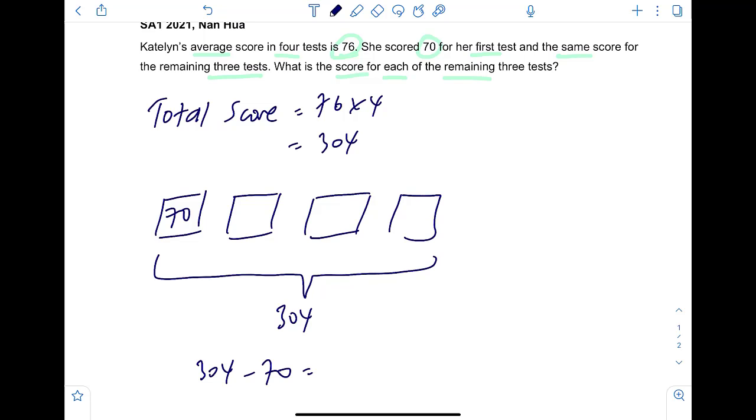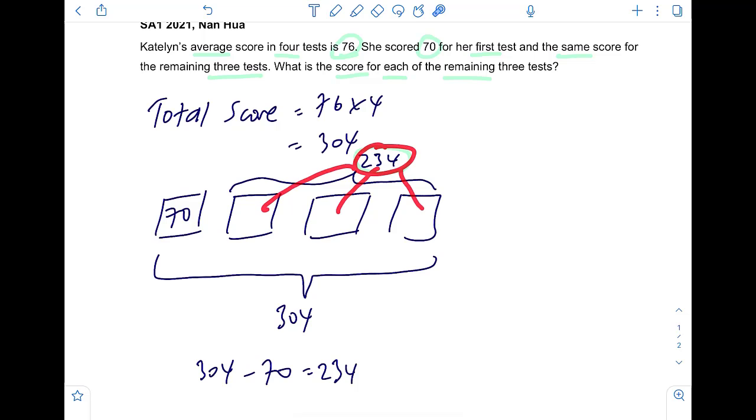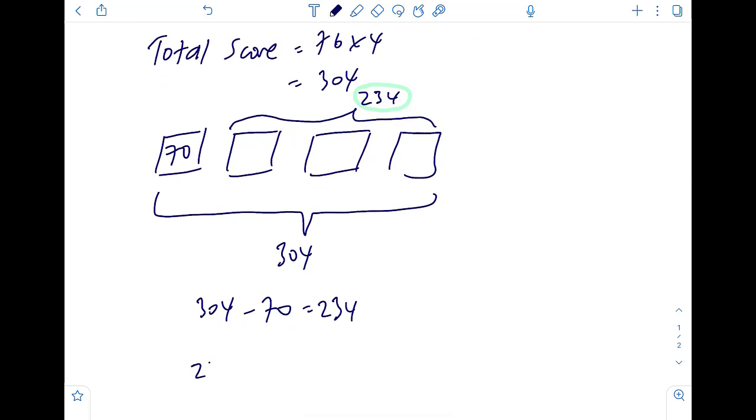So what will be the total for the 3 tests? Let's see. 304 minus 70 is 234. This is the total for the 3 tests, and remember all the 3 tests this person scored the same. So we can equally divide this into 3 parts. 234 divided by 3, 78 marks for each of the remaining 3 tests. Final answer for this question, 78 marks.